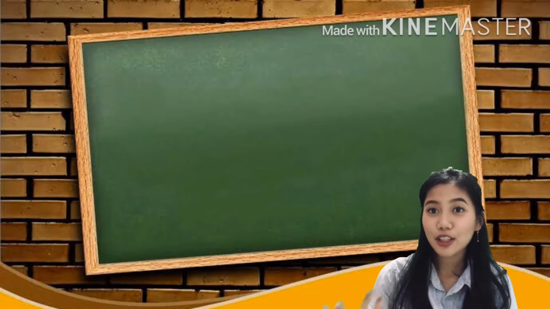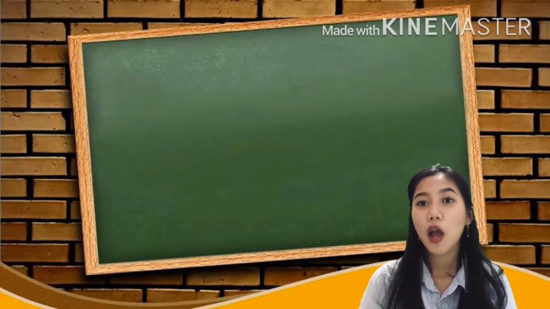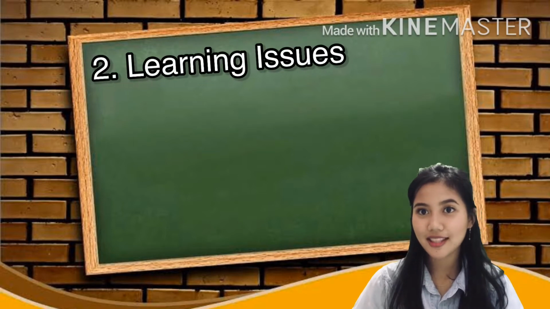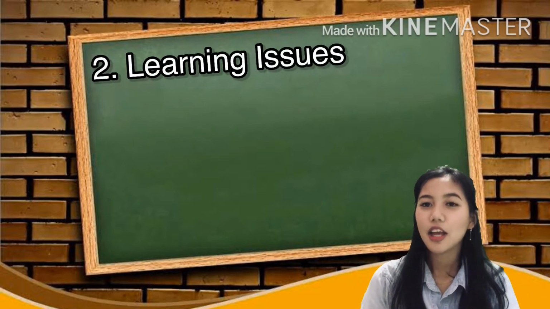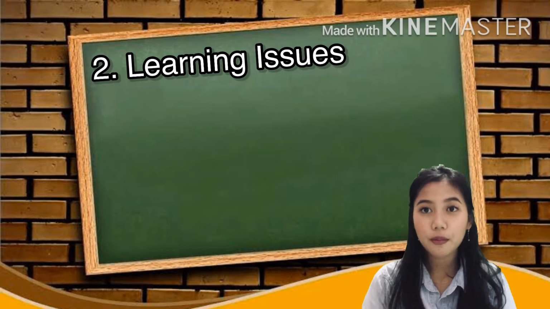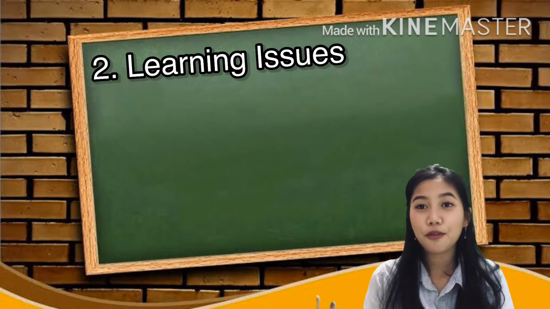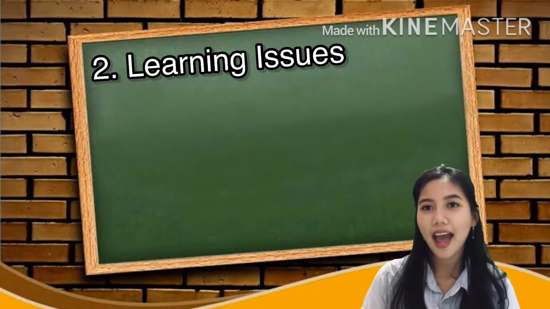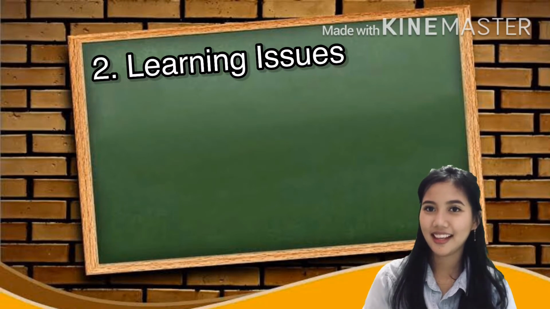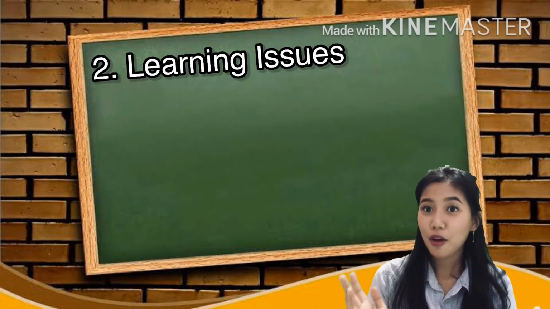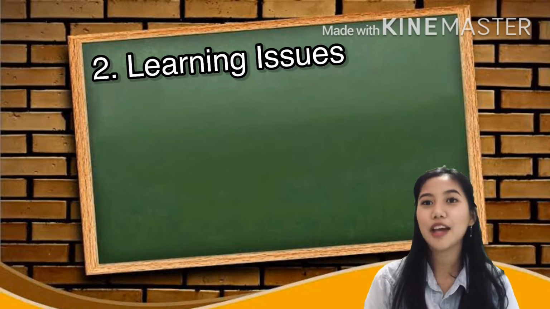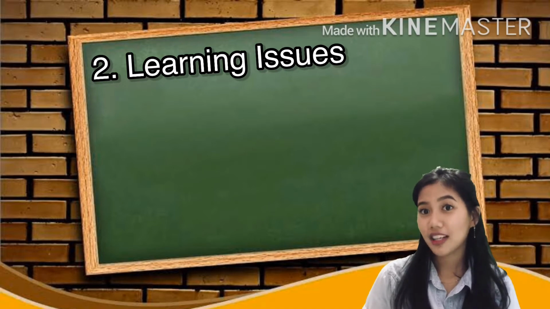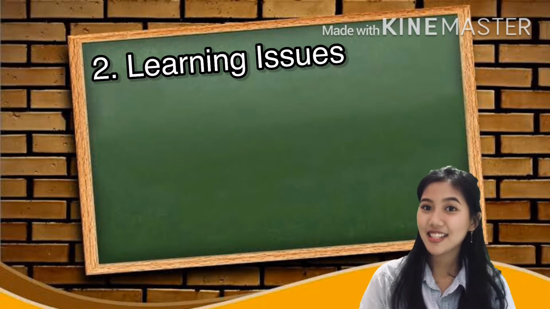Okay, after you choose one animal, you will do the second stage, which is called learning issues. This procedure involves activating your prior knowledge, searching for information through various resources, and brainstorming. Okay, and now please watch this video as one of your sources before creating an oral report text. This is the video.